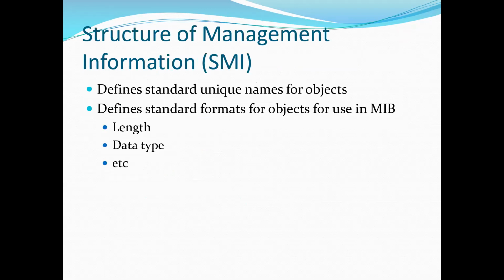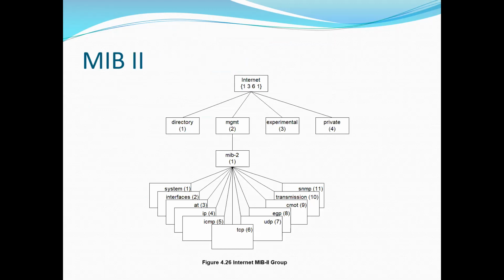Okay. The SMI, the structure of management information, defines standard unique names for objects, right? So it provides that organization. It defines standard formats for objects for use in the MIB, such as what is the length, the data type, those specific ideas.